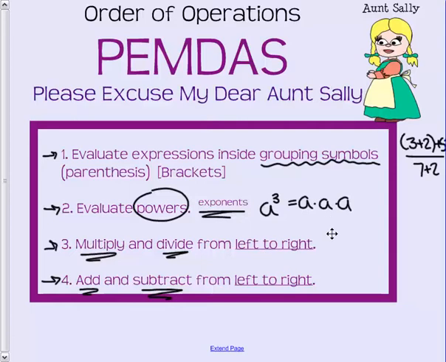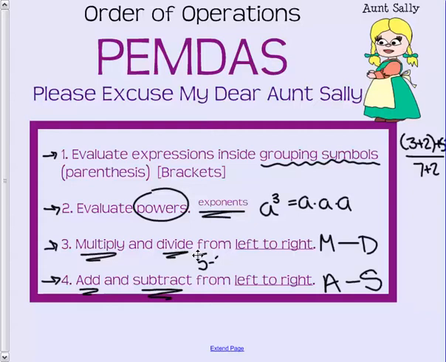Multiply and divide from the left to the right. Multiplication and division, if they were in a tug of war against each other, neither of them would win. I know we favor multiplication because we learned it first, but it doesn't win. Same with addition and subtraction. Okay, we go from the left to the right because they're inverses of each other.